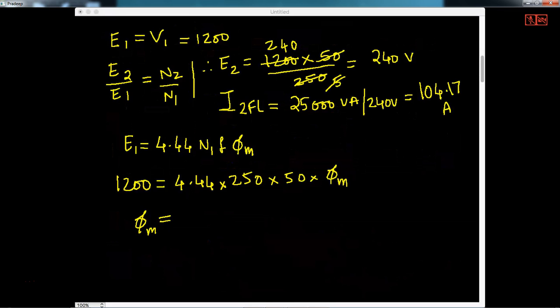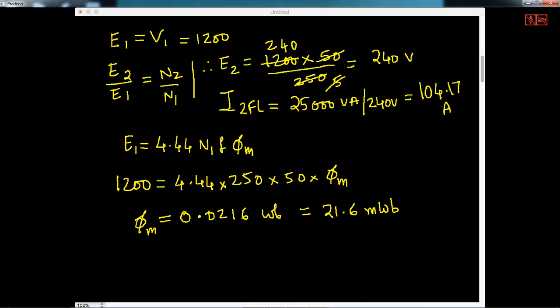So that will be, let me use my calculator, 1200 divided by 4.44 multiplied by 250 turns multiplied by 50 hertz. So I'm getting 0.0216 Webers. So that I can say 21.6 milliwebers. So almost this answer is also matched.